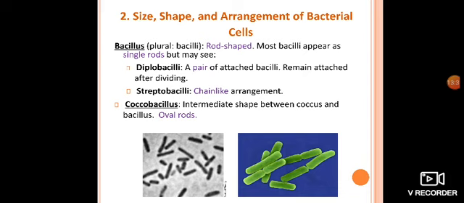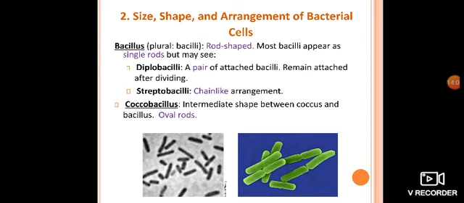Now, like the spherical shape, these bacilli are also multi-classified. How are they classified? Most of the bacilli appear as a single rod but are also observed as diplobacilli. As we first observed diplococci, now there are diplobacilli. Diplobacilli means a pair of attached bacilli, so they remain attached after division.